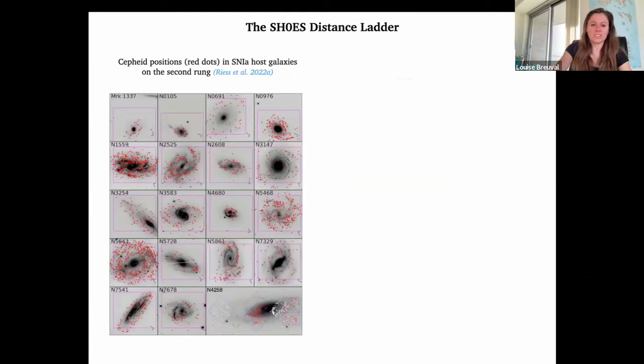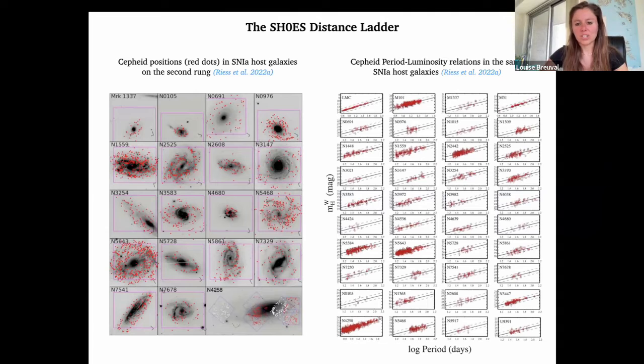Now on the second rung, these are the Cepheids shown in red in the supernovae host galaxies. I know the supernovae are not shown here, just the Cepheids, but it's to show you they're really everywhere around the disk. And for each galaxy, there's a PL relation. I couldn't show all the galaxies, but there are many more. So this is the second rung.